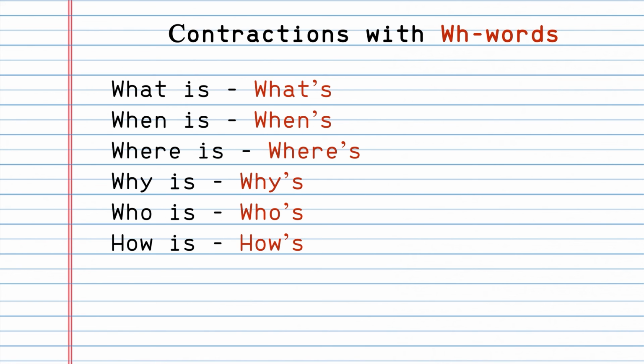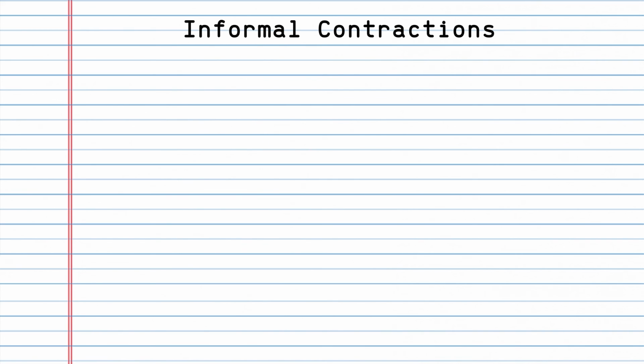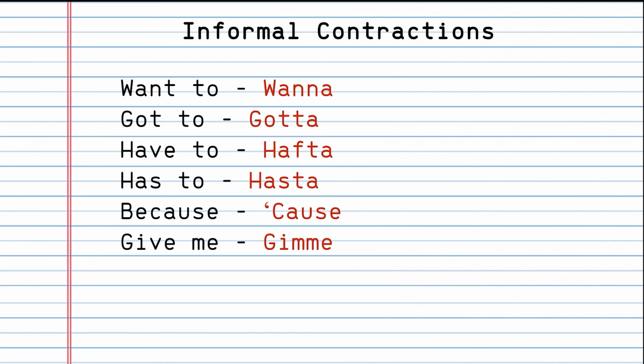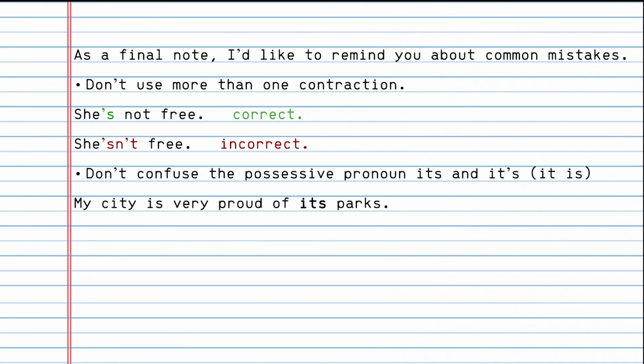Informal contractions. Want to, wanna. Got to, gotta. Have to, hafta. Has to, hasta. Because, 'cause. Give me, gimme.